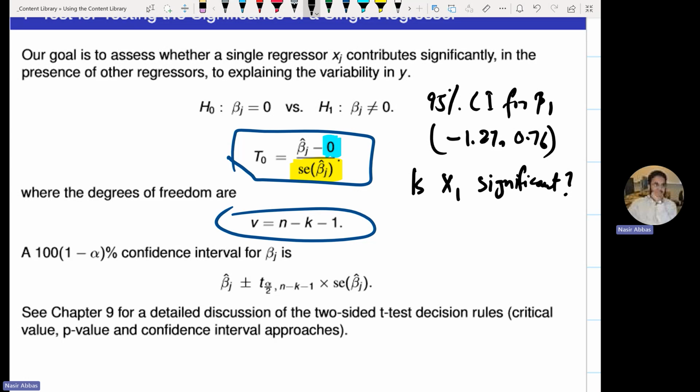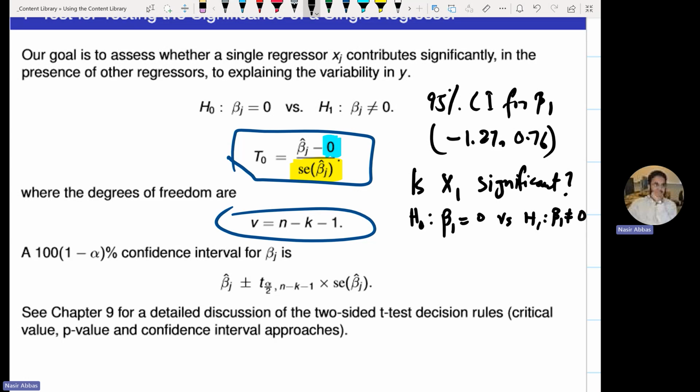In terms of hypothesis testing, I'm asking you to test H naught that beta 1 is 0 versus H1 that beta 1 is not 0. Beta 1 equal to 0 means it is insignificant. Non-zero means it is significant. What will be your decision? How do you make a decision of a hypothesis test based on the confidence interval approach? Check whether the tested value belongs to the interval or not.